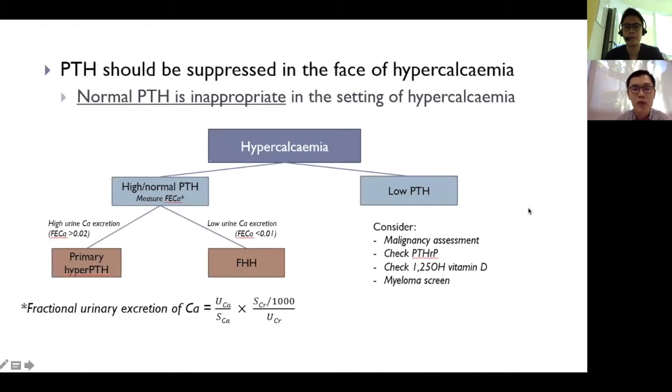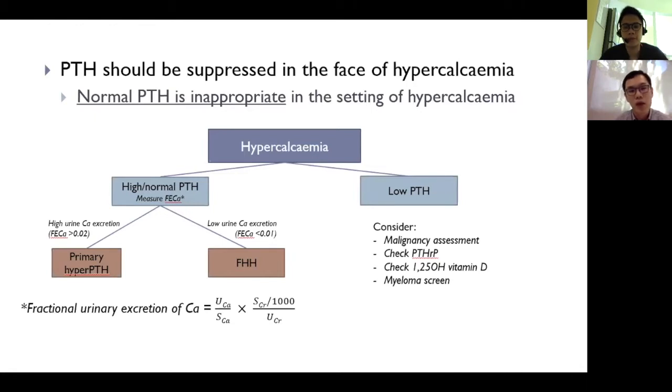And we want to do it in a fasting state because the intake of food can lower the PTH. So if you get a borderline PTH that's not really high or low, then you may not be any wiser as to what's the cause. So it's best to get it in a fasting state.